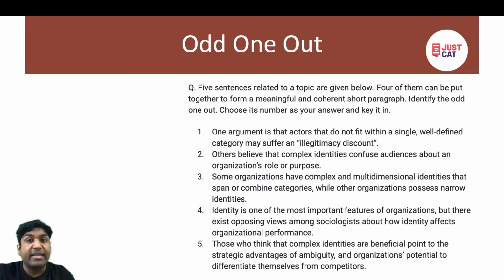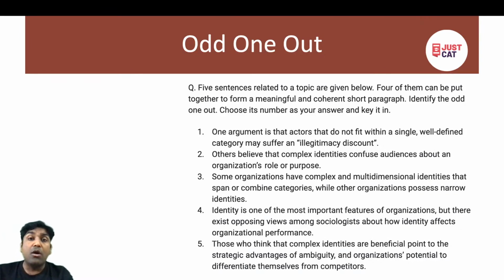So it can confuse the audience. We're talking about this. Let's see which of the two poles the next three sentences pick up: the one spoken of in the first line about an actor being a misfit, or the one about the complex identities of certain organizations, whether they confuse the audience or not. Sentence 3 says some organizations have complex and multi-dimensional identities that span or combine categories, while other organizations possess narrow identities.